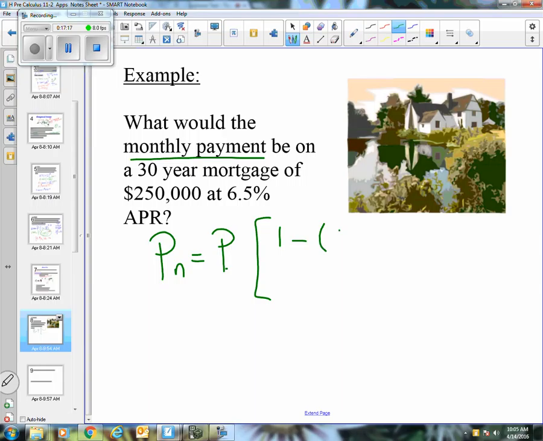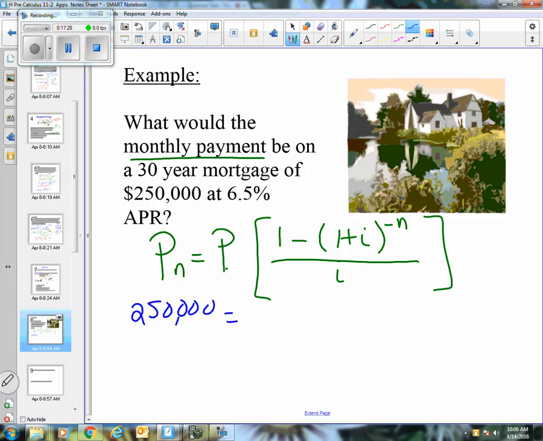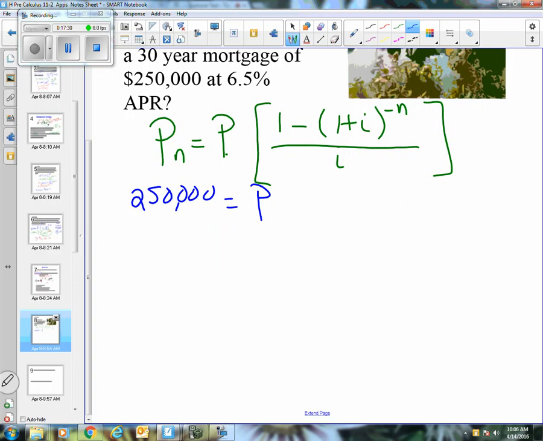So I'm just going to have the formula written here so we can all be looking at the same thing at the same time. Let's go through and see what we know. We know we're going to be borrowing $250,000, which is pretty close to the median home value in Hastings. We're looking for our payment.